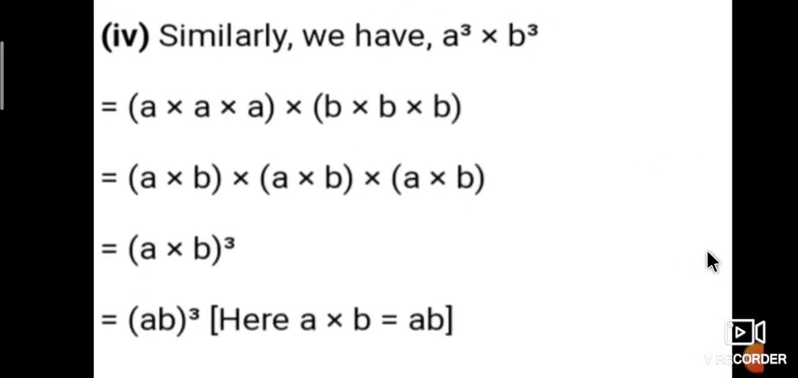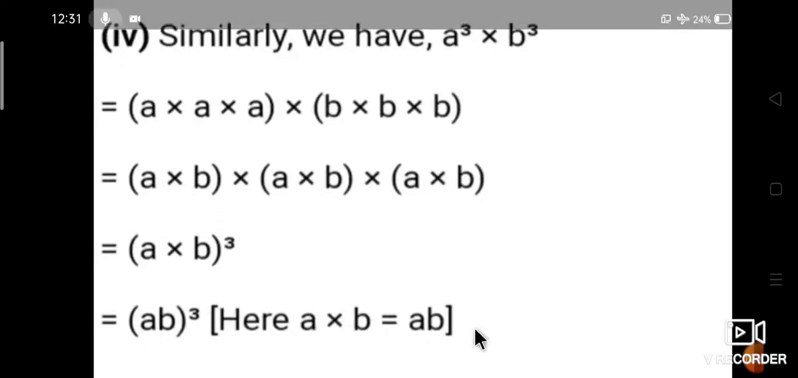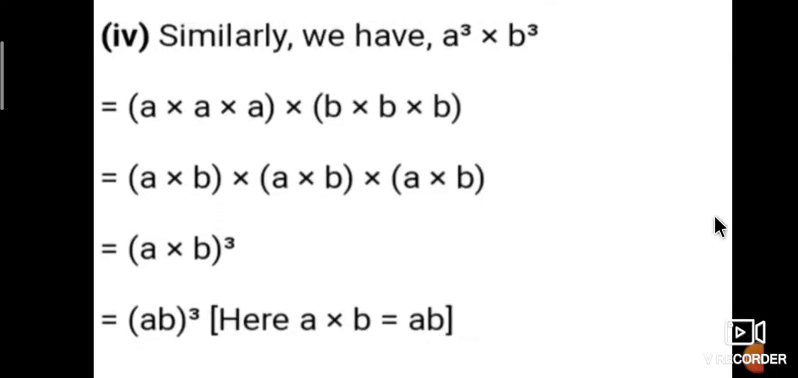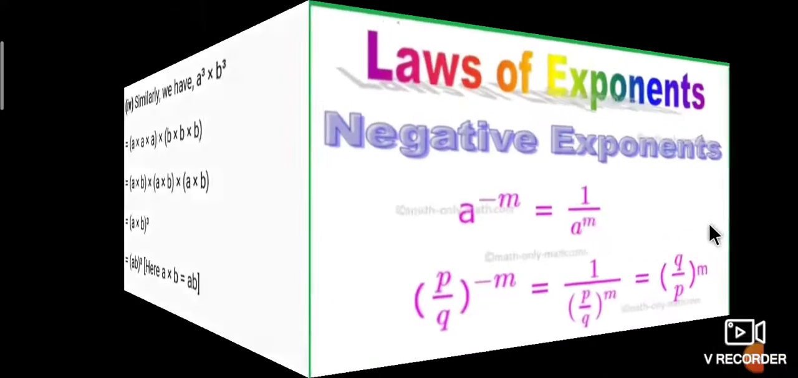According to this, similarly we have a cube into b cube. A cube means a is multiplied 3 times, that is a into a into a, and b cube means b is multiplied 3 times, therefore b into b into b. Therefore we group them, a into b, a into b, a into b, that is equal to (a into b) whole to the power of 3, that is equal to (ab) whole to the power of 3.